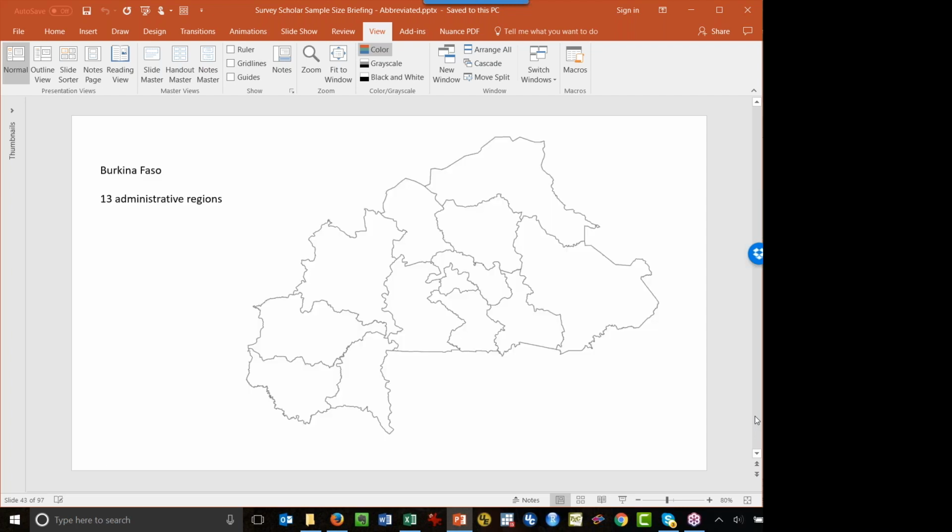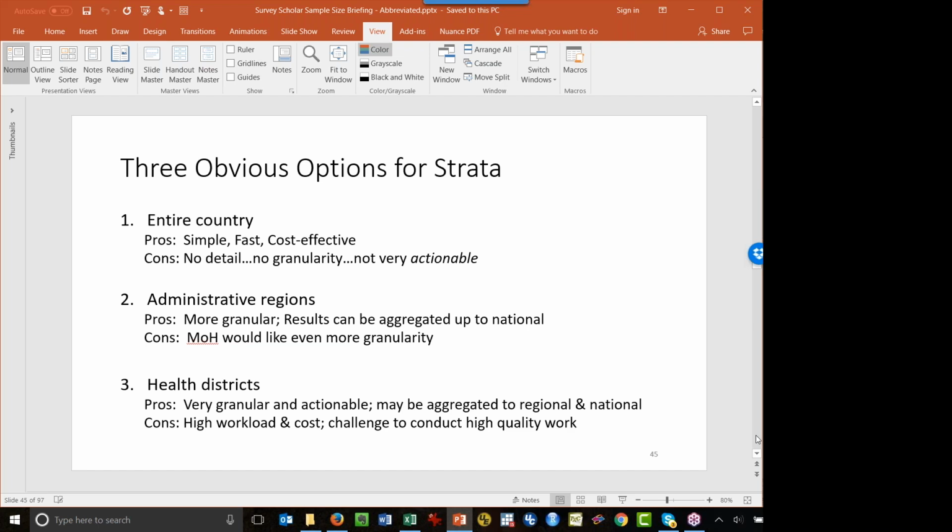And as we said a few moments ago, if you want to have results below the level of just national results, if you want to have some subnational results, one logical set of strata might be administrative regions. So there are 13 administrative regions in Burkina Faso. And another logical level of strata might be the health districts, because the vaccination program is administered at the health district level. So there are 3 obvious options for strata, and there are trade-offs here.